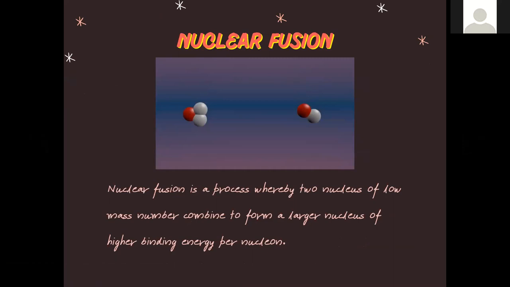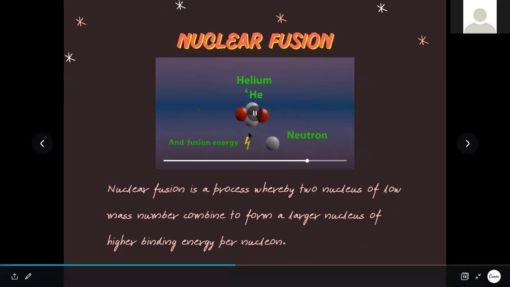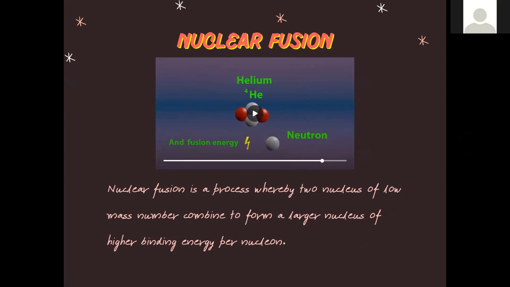So nuclear fusion is a process whereby two nuclei of low mass number combine to form a larger nucleus of higher binding energy. As we can see here, the deuterium and the tritium hydrogen nuclei combine to form helium, which produces a neutron and fusion energy. This concept is applied in the sun. This is how the sun has been burning for billions of years at high heat, and it is able to radiate heat towards us on planet Earth.